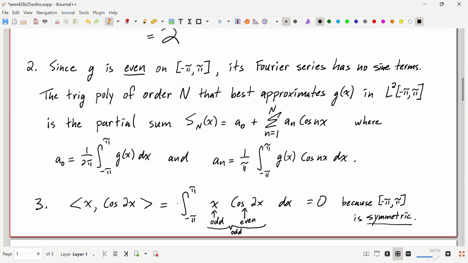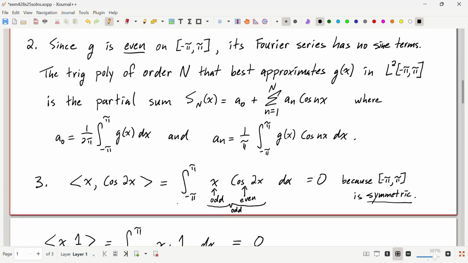And so the nth Fourier series trig polynomial is a very special form of just the cosine terms, where a naught is the average of g, and the ANs are the Fourier cosine coefficients, basically. So that was the important thing to do there. Saying that the best approximation is the Fourier series, and then also noting that the Fourier series has no sine terms was important there. Most people did that.